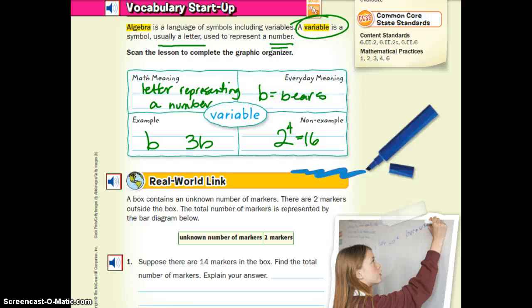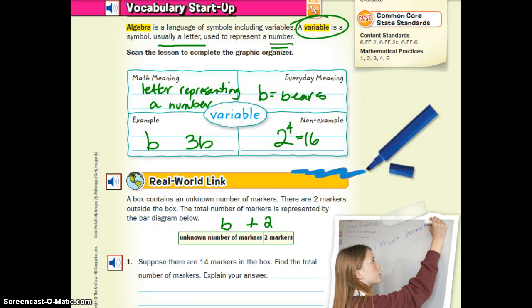So let's look at the real world. You have a box containing an unknown number of markers, and there are 2 markers outside the box. The total number of markers is represented using the bar diagram. So, suppose there are 14 markers in the box. Find the total number of markers. Explain your answer. So the first thing I'm going to do is put a B for box plus 2.